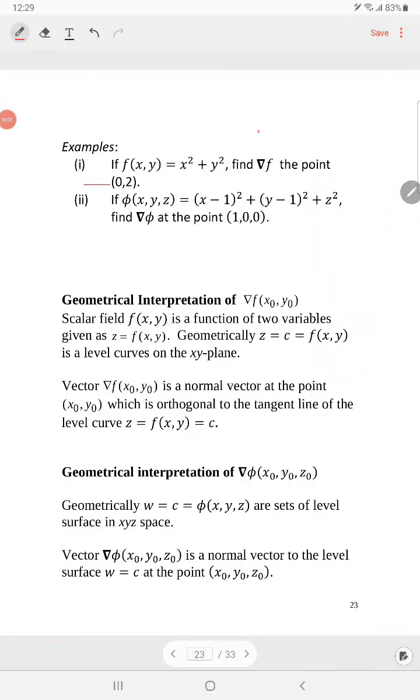Now let's continue with example 2. In item 2, we're given a scalar function phi, in terms of three variables x, y, and z, equal to (x minus 1) squared plus (y minus 1) squared plus z squared. And we are asked to find the gradient of phi, or del phi, at point (1, 0, 0).